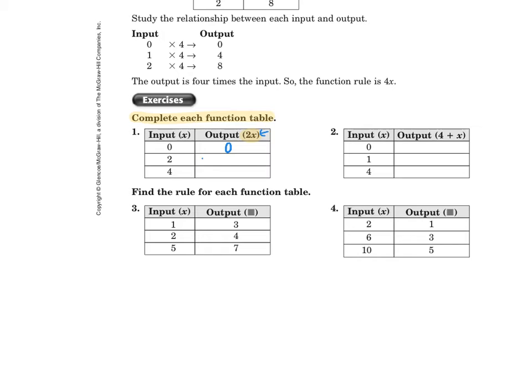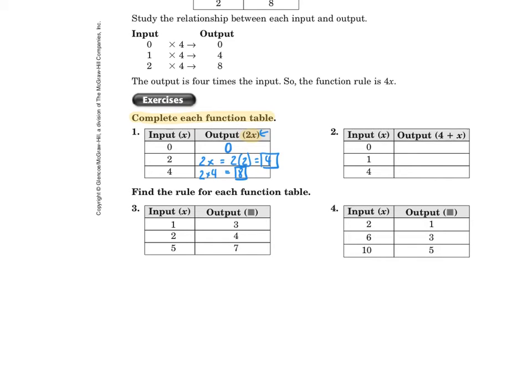So you're going to continue. 2x would be 2 times 2, which would be 4 for the second one. And my third one, 2 times 4 would be 8 here. Okay, so you're going to do that for these first two.